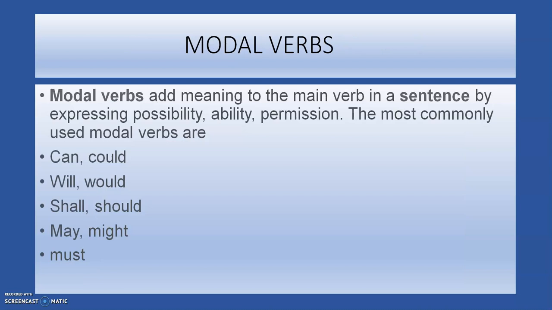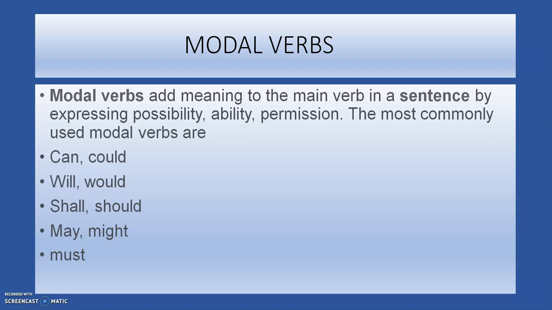Now we come to the third type, that is modal verbs. Modal verbs add meaning to the main verb in a sentence by expressing possibility, ability, permission. And the most commonly used modal verbs are can or could, will or would, shall or should, may or might, must.